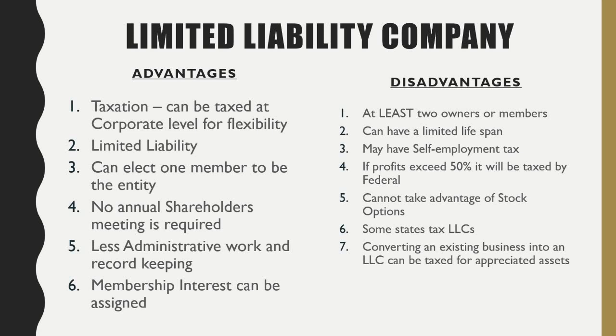Okay? Number three, can elect members to be the entity. So again, when we're looking at a limited liability company, you can choose someone to just become or be the actual company. And of course, the benefit to that is the other partners or the other individuals in the company don't have to take full responsibility, right? Number four, okay, no annual shareholders meeting is necessary.